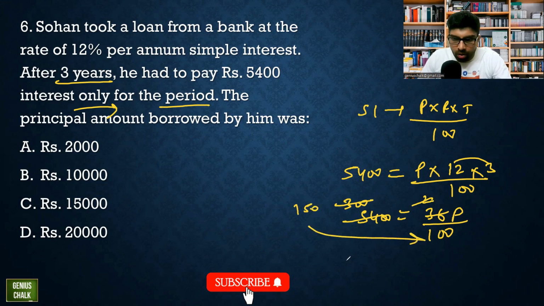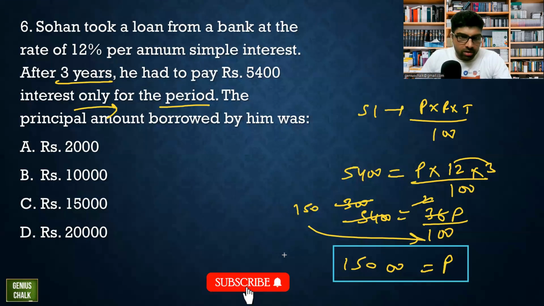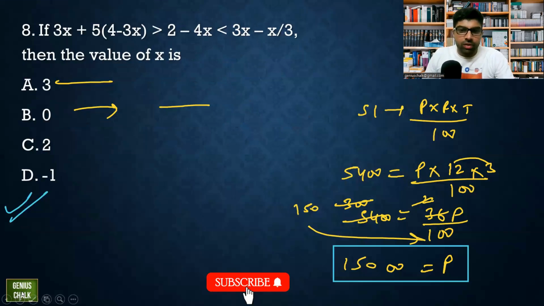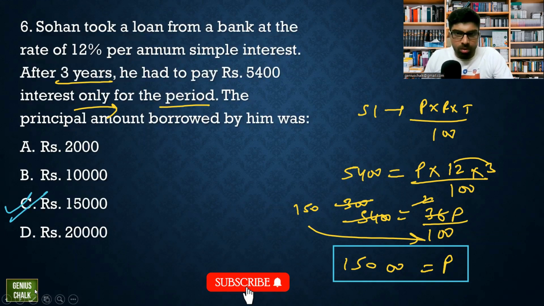So 150 into 100, that is 15,000. 15,000 is the principal. So what is my answer? That is option C. Next one. Achha, and we can directly do this question without using the formula also.